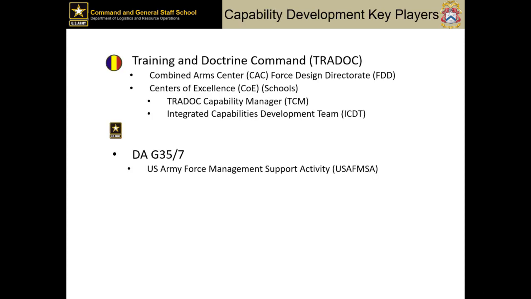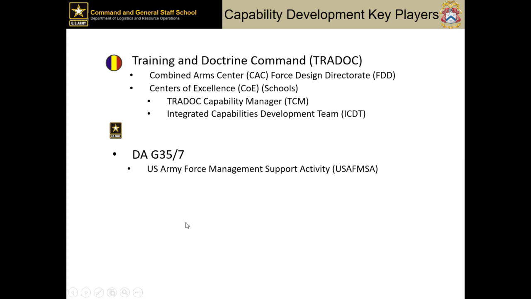So there are two big organizations in capability development for organizations, which is what we're talking about today. That's why you don't see Army Futures Command there. You see Training and Doctrine Command. Well, they have two places: the Force Design Directorate at CAC, the Combined Arms Center at Fort Leavenworth, my apologies. And then you have the Centers of Excellence, generally located where the schools are. And there are the TICMs and the ICDTs that help develop capabilities and help develop the basic organizational structure of the units that we're going to talk about.